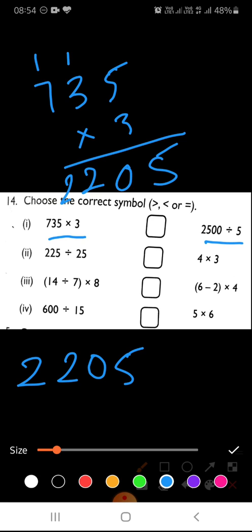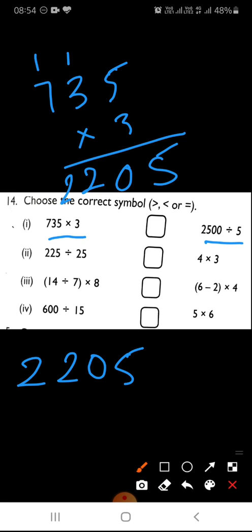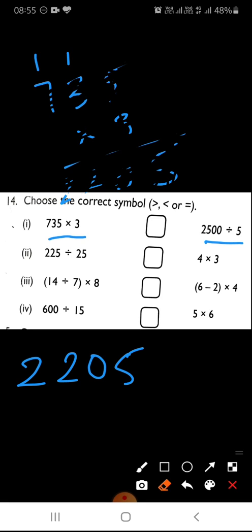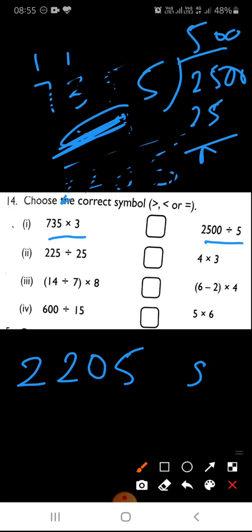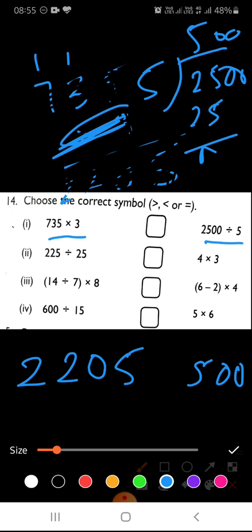Now in this case, let's see. We'll erase it first. Now here in this case you can see that in the other one you have to divide 2500 by 5. Whenever you divide 25 by 5, what will you get? Let's see. 2500 divided by 5, 5 times 5, 25, 00, 500. What do we get? We get 500.